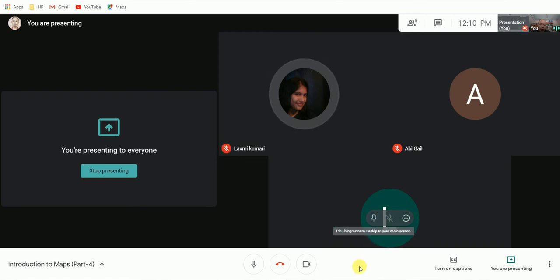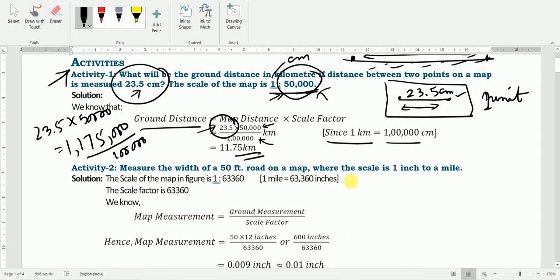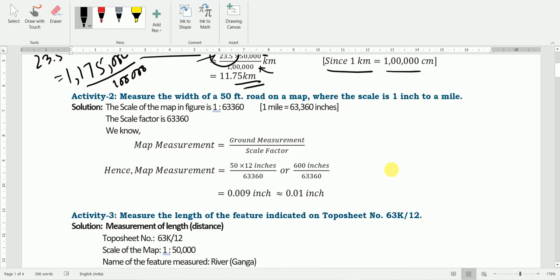Are you clear? Any question? No, sir. Okay, then let us proceed. Then we have activity 2 here. Measure the width of 50 feet road on a map where the scale is 1 inch to a mile.